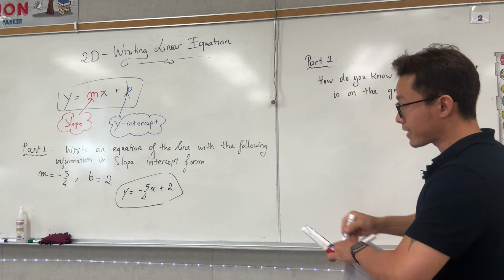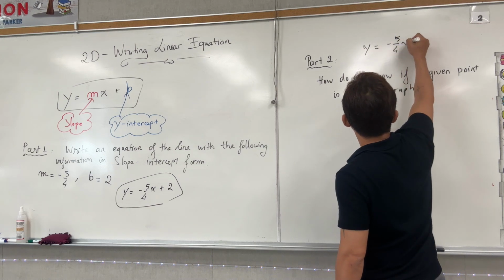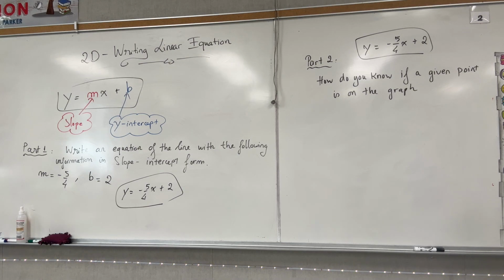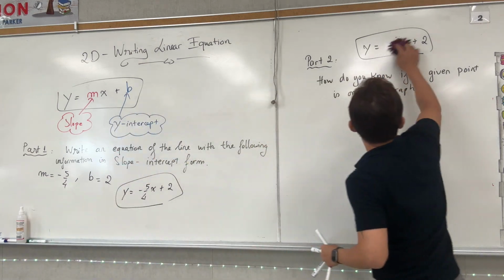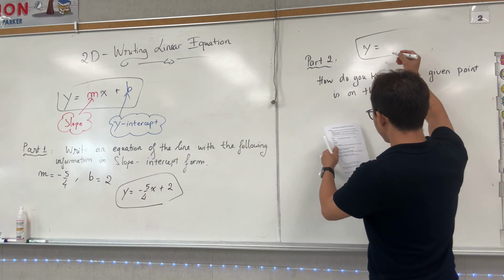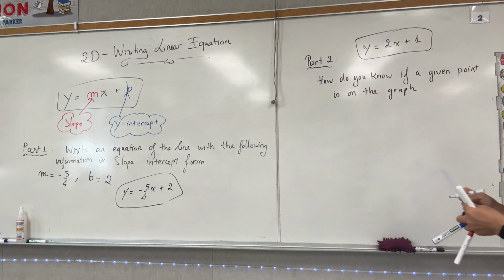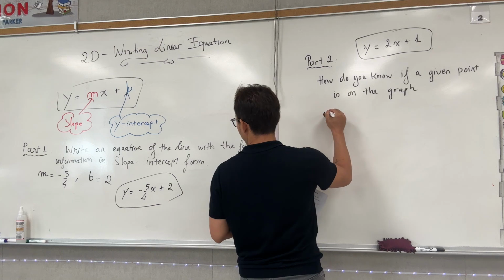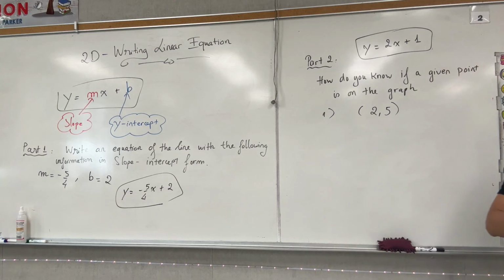Okay, so we're gonna use the same function here. So y equal to -5/4x plus 2. We're gonna use the same one. Actually, let's use the easy one. I don't want you to think too much. Easy one. Okay. For example, if I ask you the point (2, 5), how do I know if this point is on the graph? How do I know?